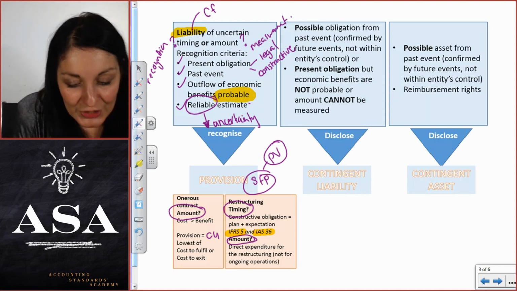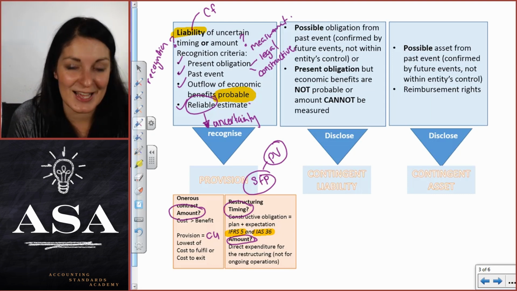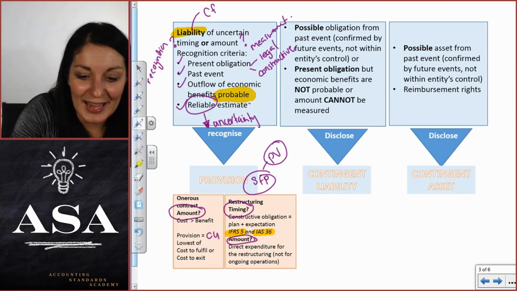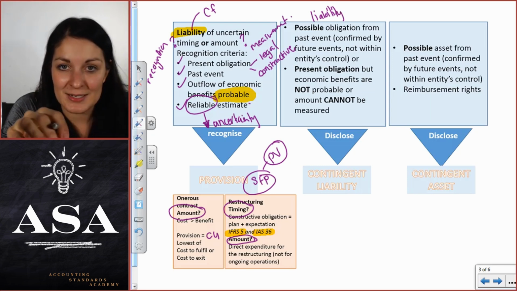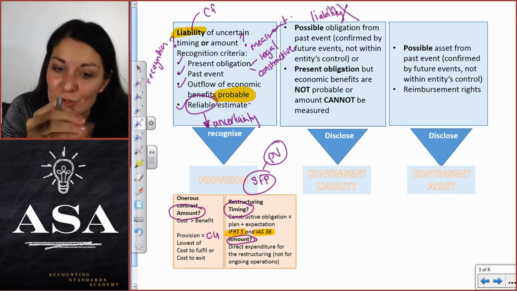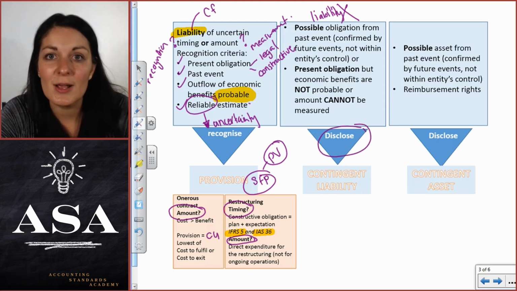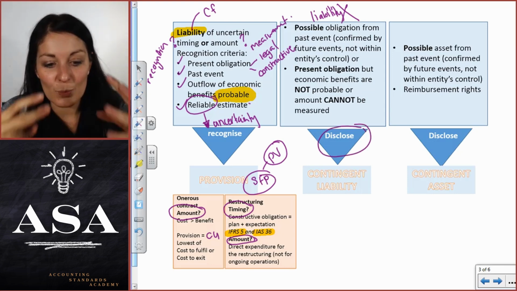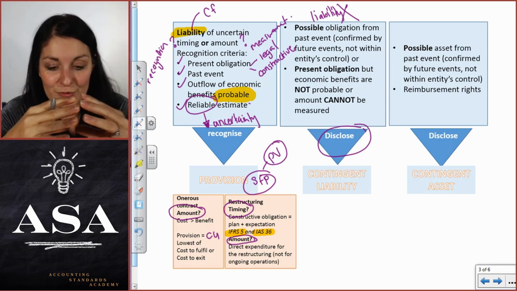Okay. So how is that different to a contingent liability? With a contingent liability, we don't actually have a liability, which is an element of our financial statements. So we don't have a liability, and for that reason, we don't recognize it. We only disclose it. So per definition, we're not dealing with a liability as outlined in the Conceptual Framework.